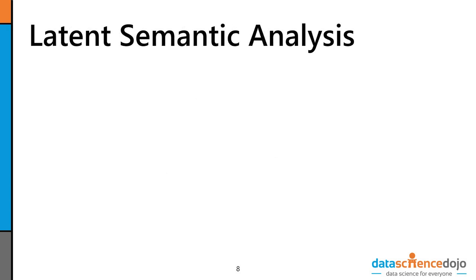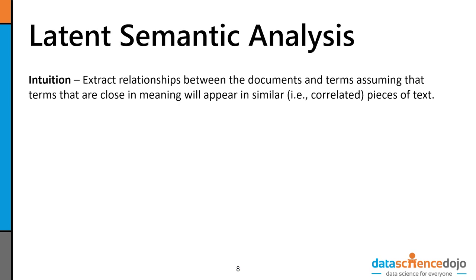Okay, LSA, latent semantic analysis. So here's the intuition. I would like to be able to extract relationships between documents and terms, assuming that terms that are close in meaning will appear in similar, i.e. correlated, pieces of text. This is just a fancy way of saying what I just said on the previous slide, using the example of credit cards, loans, and debt. It would be nice to be able to say, is there some sort of probabilistic mechanism, some sort of mathematical way of saying, based on the correlation of how certain terms appear across all of the documents in my corpus, can I essentially extract out core concepts that aren't actually manifest in the document? For example, the idea that loans, credit card, and debt are all basically ideas of debt in this particular corpus. So instead of having three conceptually distinct ideas, can I merge them into one higher level relationship construct, mathematically represented?